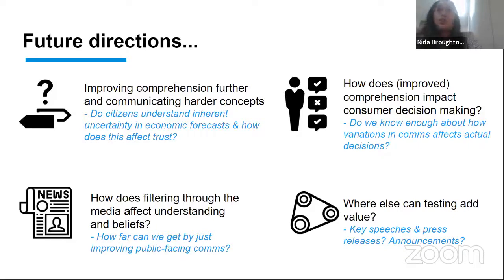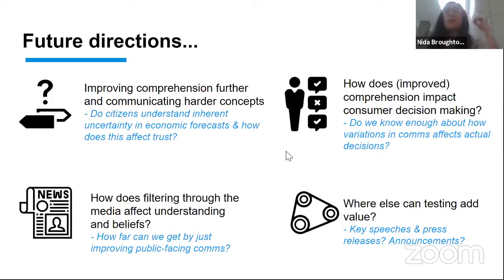Thirdly, of course, people don't regularly access the Bank of England website or indeed the website of many economic institutions. So the key question is, how does the way that economic institutions put out information and communicate affect media reporting, which is the way most people access this information? And finally, I think there's a huge amount of potential to look at where testing can add value in other areas across other economic institutions and in terms of other types of communications, for example, speeches, press releases, announcements.